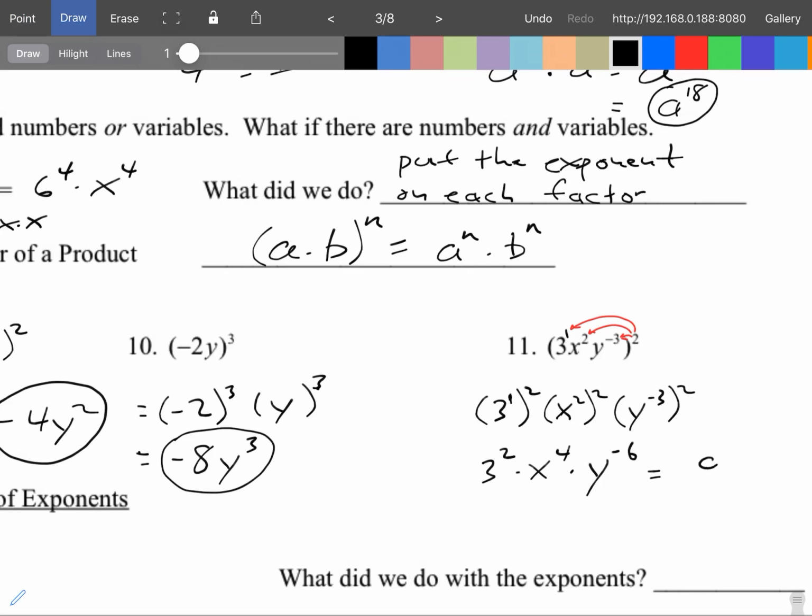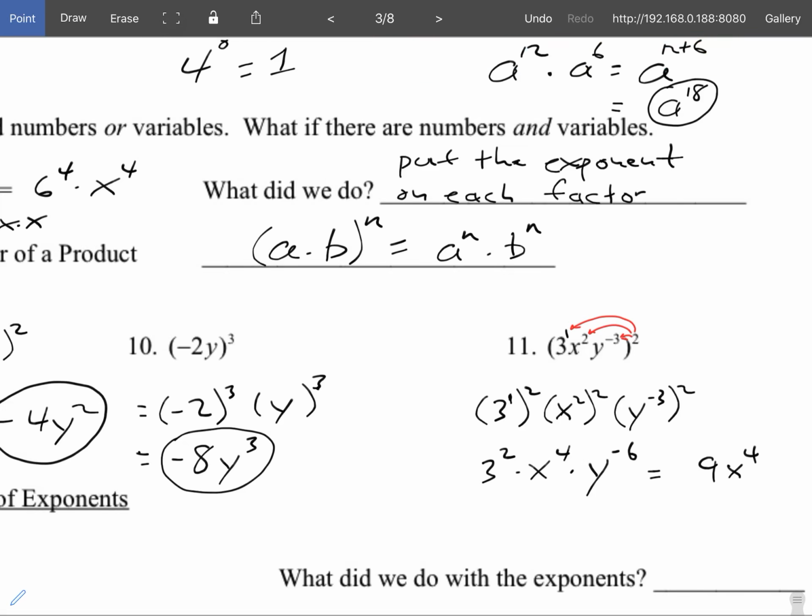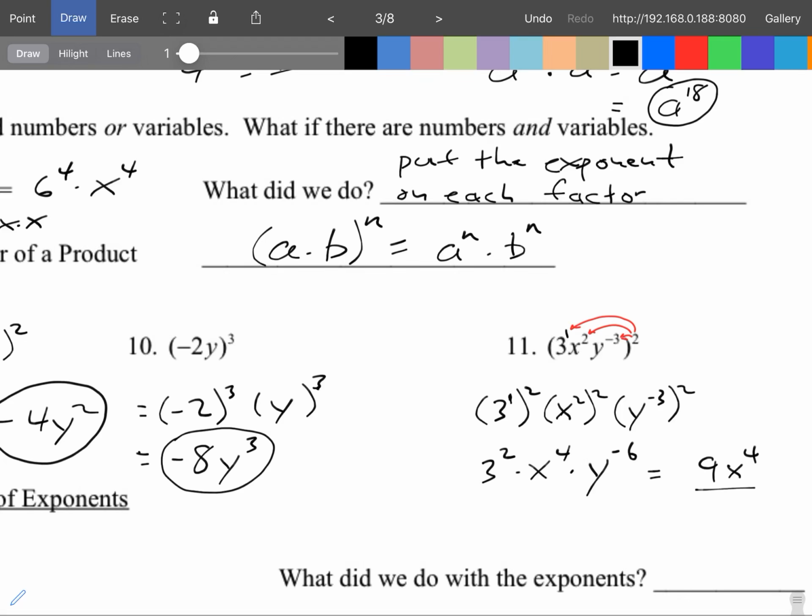So the 3 squared there, that's 9, right? 3 times 3 is 9. So we end up with a 9. The x to the 4th stays on the top. Okay, that stays in the numerator. If the power is positive, you leave it where it's at. But if the power is negative, we got to move it to the denominator, and we got to change the power from negative to positive. So this is going to be over y to the 6th.